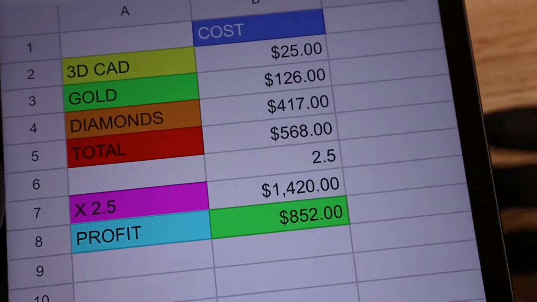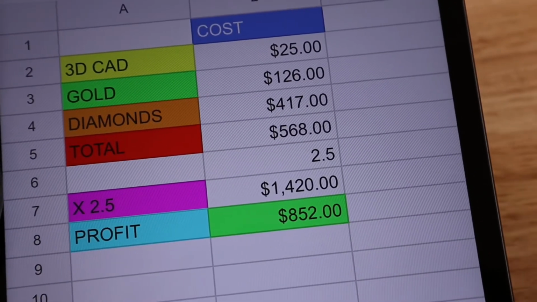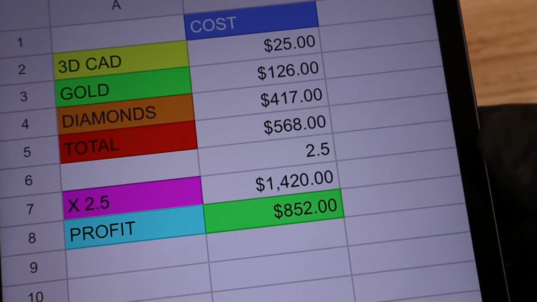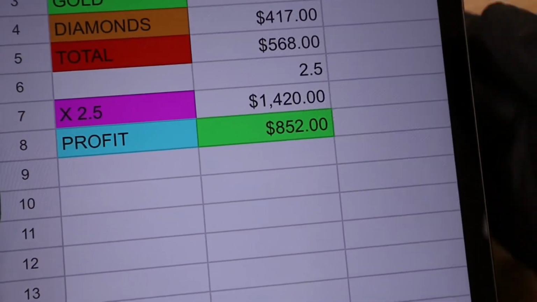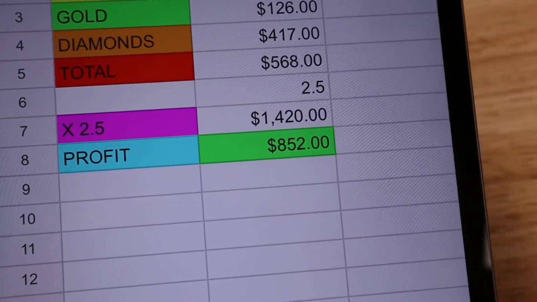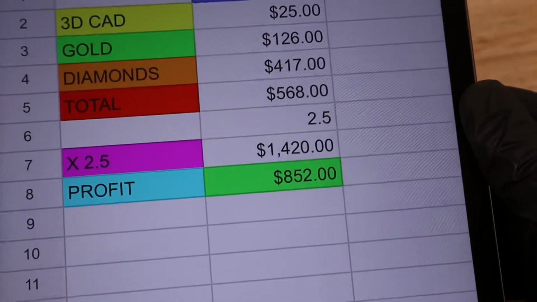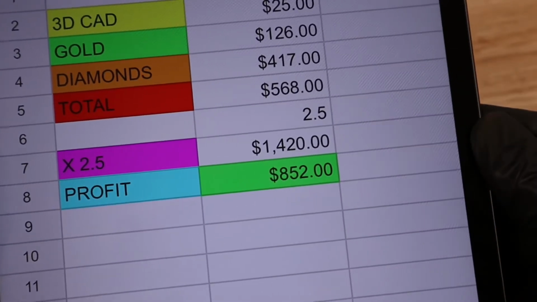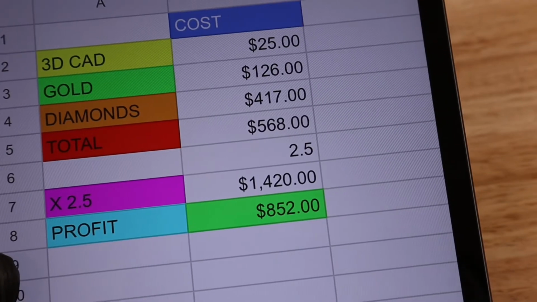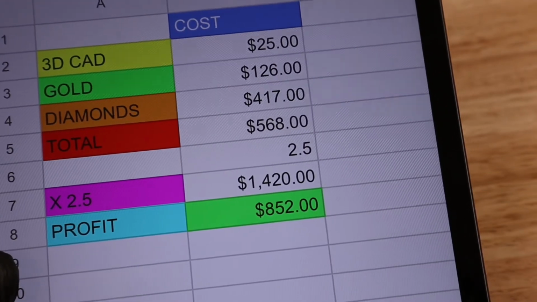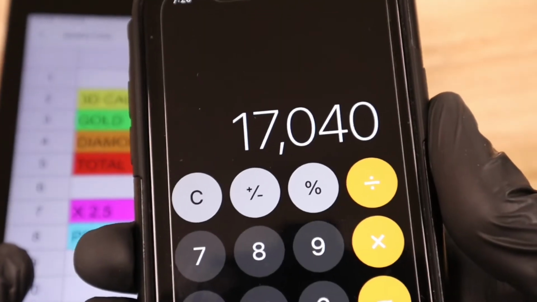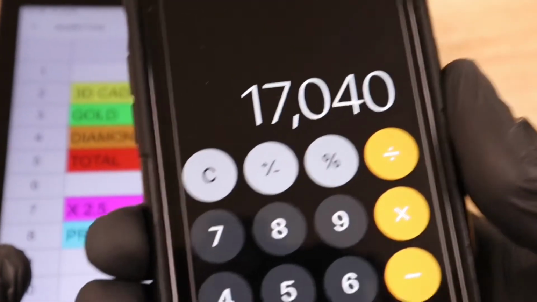Now, rule of thumb, you can either charge 3x that number, or you can charge 2.5x. So we multiplied it by 2.5, and we got a total sales price of $1,420. So we sold this piece at $1,420, and we subtract what it cost us to manufacture this piece, we made a profit of $852. We have a total of 12 of these pieces we're going to make, and if we sell all 12 of these pieces, we'll make a total profit of $17,040. So that's how you do your calculations.